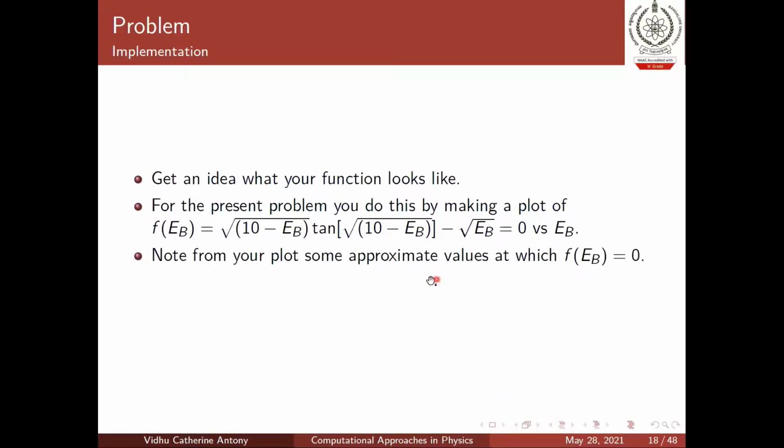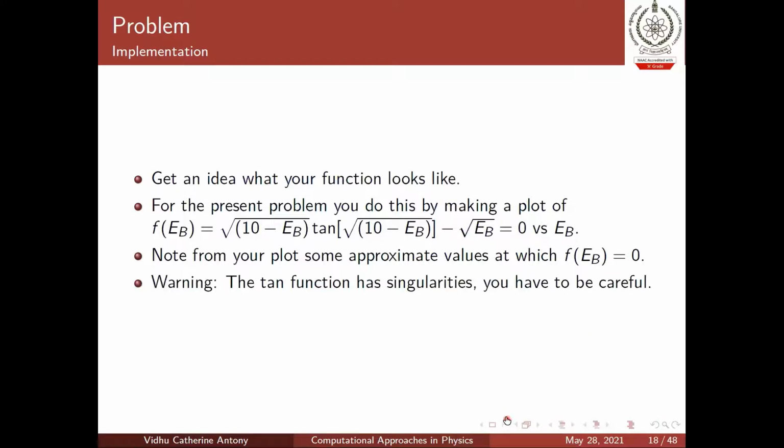From your plot, you need to approximate some particular values. So you need to say, when is your f of EB going to be equal to 0? And the other thing that you have to note is your tan function, or cotangent, can blow off to infinity a lot, right? In a very short time, it can blow off to infinity. So you need to be very careful about that when you're doing this by hand. But this is not what is expected of you. You don't really have to do this by hand. If you're using a computer, you would end up plotting these values easily.